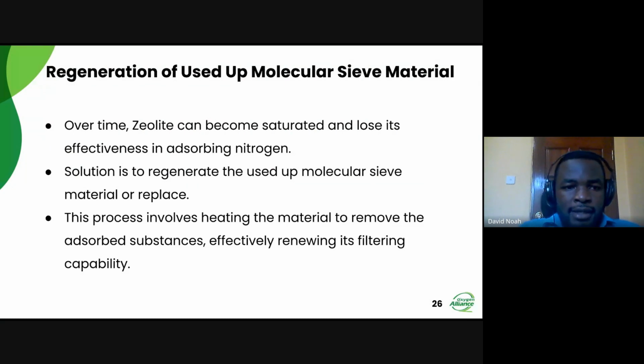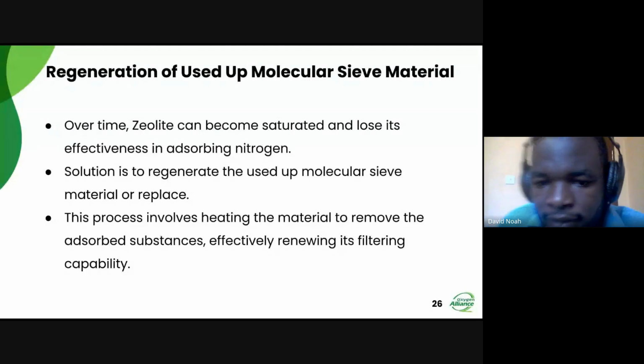So over time, zeolite, which is the molecular filter used in the sieve beds of oxygen concentrators, becomes saturated with water molecules, affecting its ability to absorb nitrogen efficiently. And this saturation reduces the concentrator's effectiveness in separating nitrogen from oxygen, requiring a regeneration or replacement of zeolite to restore optimal performance. So the process of regenerating this zeolite involves heating the material to remove the adsorbed substances, effectively renewing its filtering capability. You can find the zeolite regeneration video on the YouTube channel of the Oxygen Alliance, and also the link will be posted on the chat.